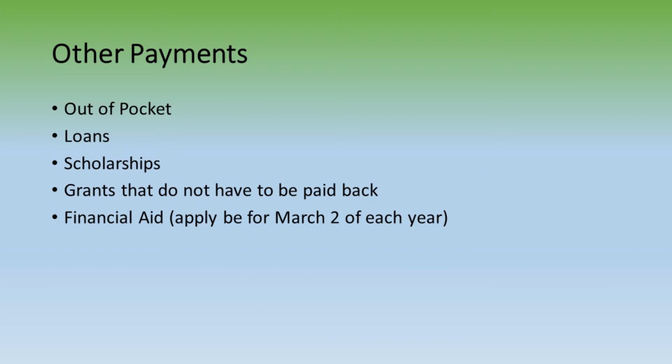The most common other ways to pay for college are to have the member pay for it themselves through loans, grants, scholarships, and even financial aid. The first and most obvious way to pay for classes is to have the member pay for the class out of pocket themselves. This is hard because the member has to have the money before the class starts.